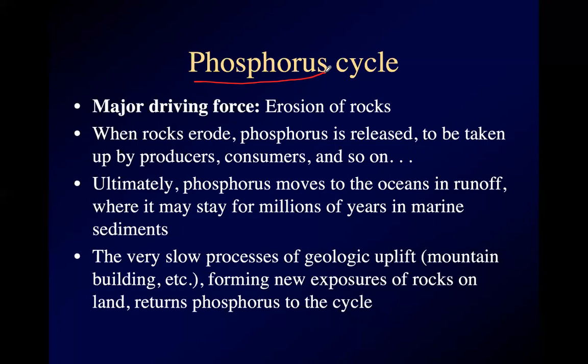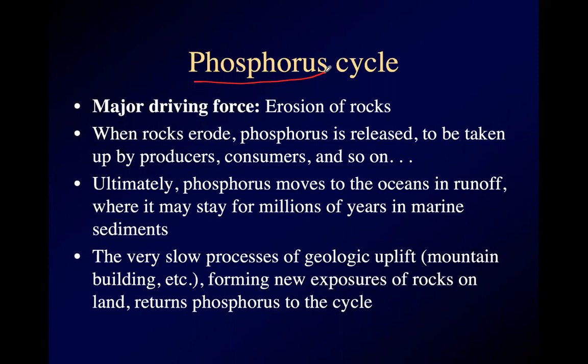The major driving force here is rocks eroding. Certain rocks contain a fair amount of phosphorus, and rocks at the surface of the earth slowly erode. They're worn down by freezing and thawing, by chemical reactions with rain, sometimes by the action of things like plant roots. All of these things slowly break down rocks and cause them to crumble.